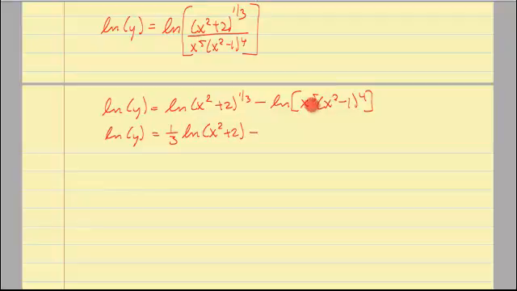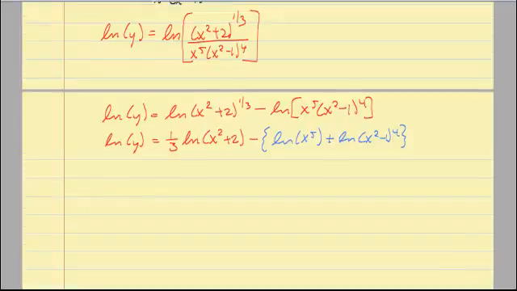Now here, over in this piece right here, I have a log of a product. And remember, the log of a product is the sum of the logs. So this is going to be minus the quantity. And if anybody makes a mistake, it's usually right here by not putting up some curly braces. Because without the curly braces, this negative wouldn't distribute through, and I'd have a sign error in my solution.